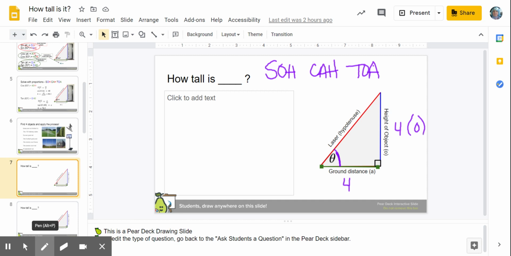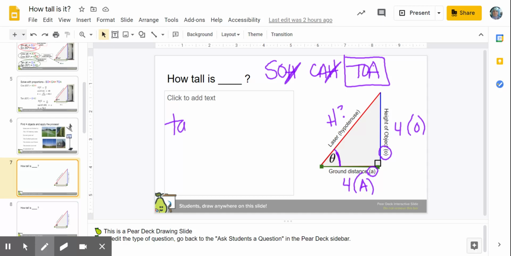The 4 over here, and it's even marked. And what's the A? The other 4, it's even marked. And I don't have a hypotenuse, right? So I can't use sine and I can't use cosine because I need hypotenuse for both of those. So this is where I'm kind of forced to use 1.